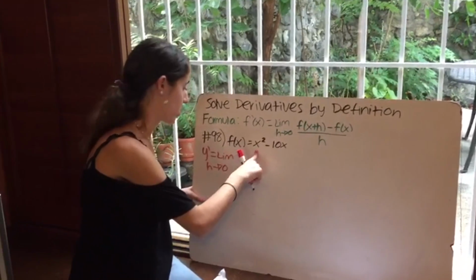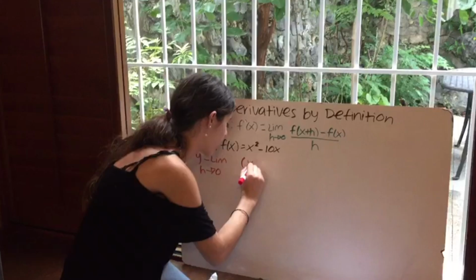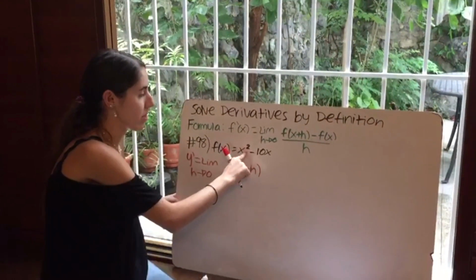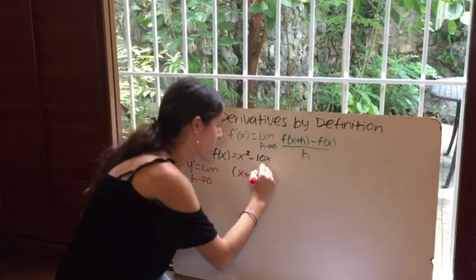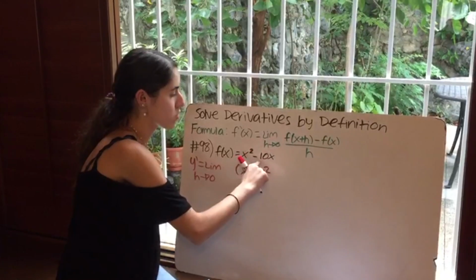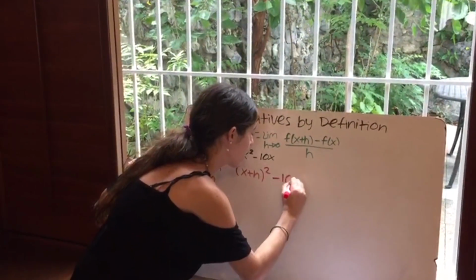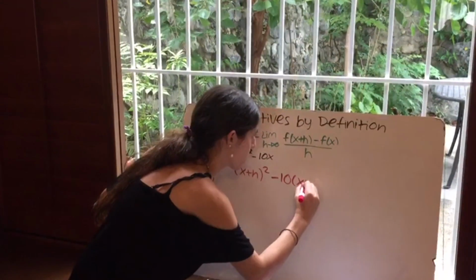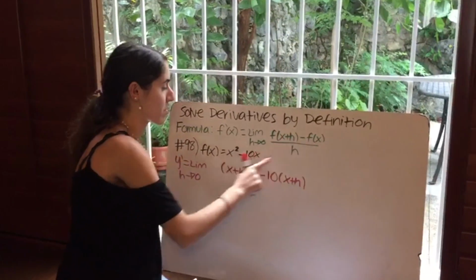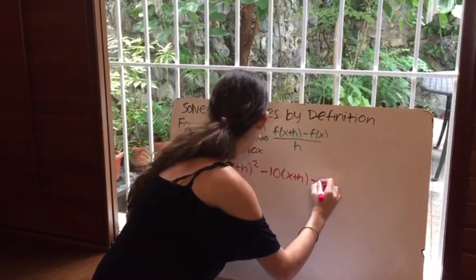So we have x squared. What we're going to do is write what's inside here, x plus h, and since we just have the x squared, we're going to write the power over here. And then we're going to use the same part of the formula to substitute this next x. So we will have 10 times x plus h. And then this part of the formula represents the whole problem. So we're going to write it.